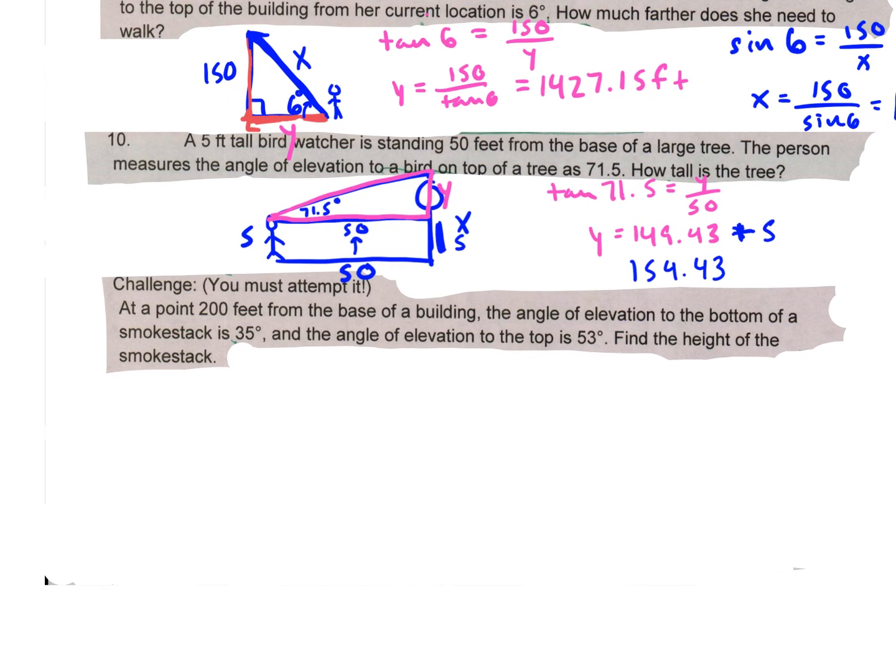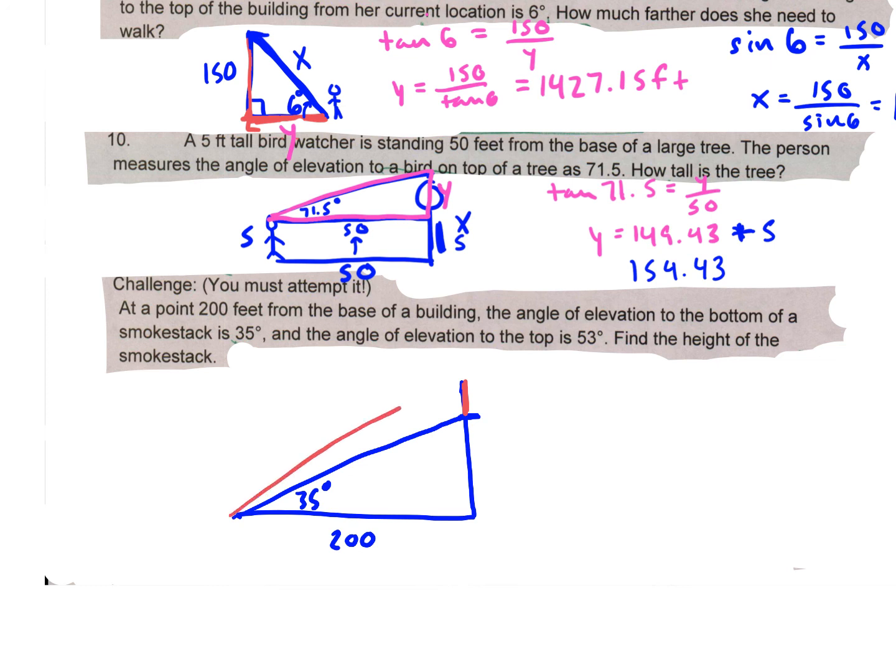All right, and let's do the challenge. So at a point 200 feet from the base of a building, so I have a building and 200 feet here. The angle of elevation to the bottom of a smokestack is 35 degrees. So I'm going to say the smokestack is right here. So this is the smokestack. And this is 35 degrees. The angle of elevation to the top is 53 degrees. Find the height of the smokestack.